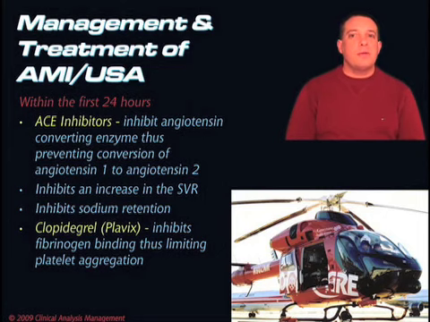Now, one other thing that we probably need to do within the first 24 hours is we also probably need to start the patient on Plavix. Remember that the way that Plavix works, it inhibits fibrinogen from binding, and thus it limits platelet aggregation. So those are some of the other drugs that need to be done within the first 24 hours for patients who are having an MI.